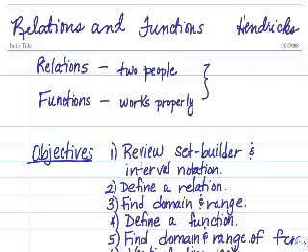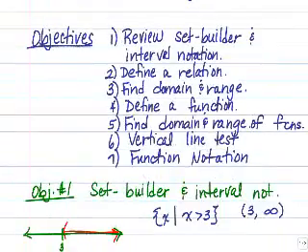So the objectives that we're going to cover in this section are to review set builder and interval notation, to define a relation, find the domain and range of that relation, define a function, find the domain and range of a function, use a vertical line test, and also use function notation. This section, I'm sorry to say, kicks off with a bang, has a lot of key concepts that you need to be familiar with throughout the course, so especially those terms, domain and range. That will be something we probably revisit in nearly every section of the course.